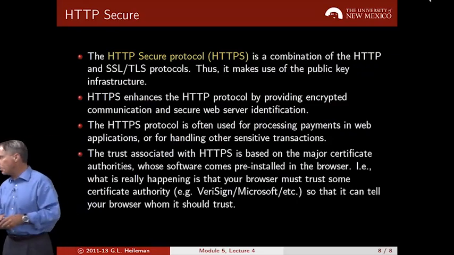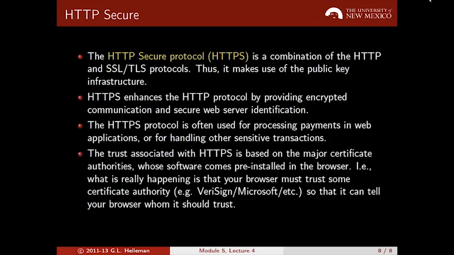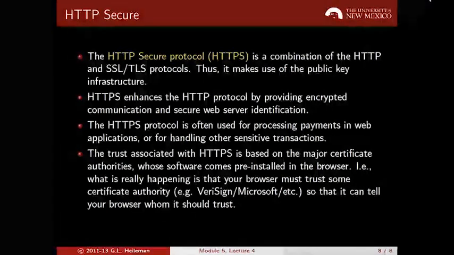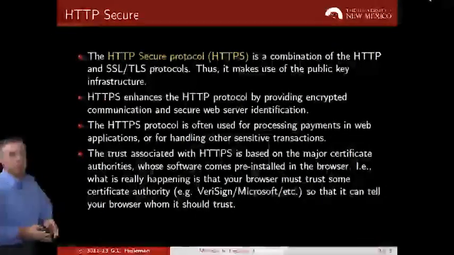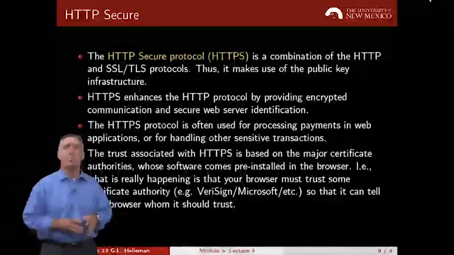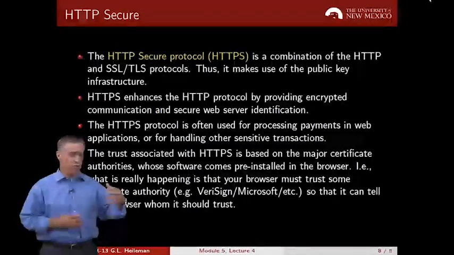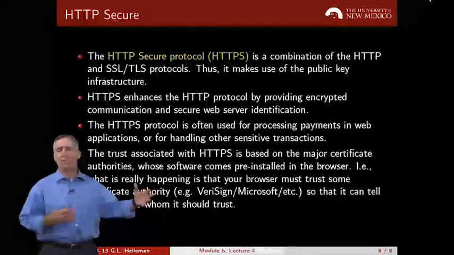Now, the trust associated with HTTPS is based on certificates that authorities distribute. And typical certificate authorities are VeriSign, Microsoft, and so forth. They embed these in your browser. So these certificates are in your browser, and we talked previously about this negotiation that takes place as a part of HTTP.